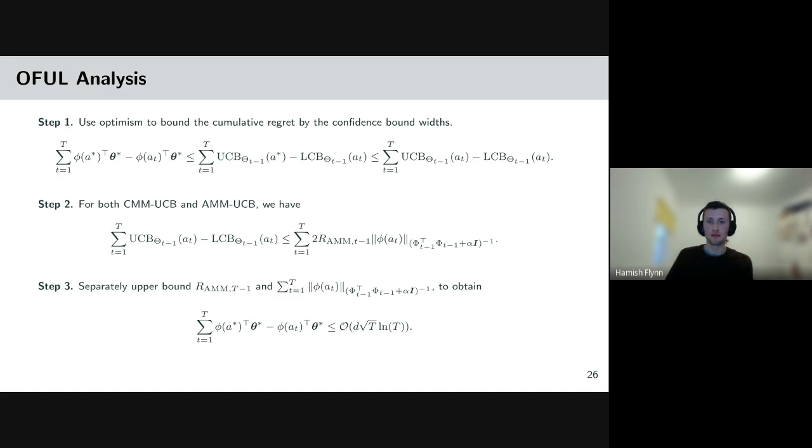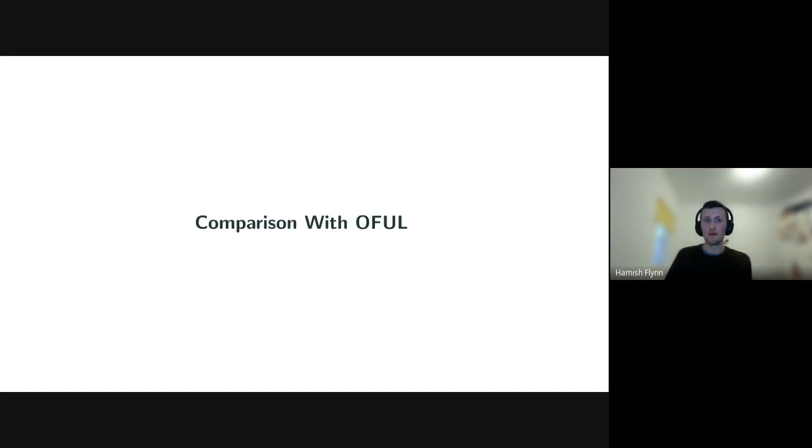So we get, after all this, a d times square root T times log T regret bound, which only matches OFUL. So we don't get an improved rate in our regret bounds. So we've just seen that our regret bounds only match the rate of the OFUL regret bound. So in what sense is our method actually better than OFUL? So I'm now going to compare the confidence sets, and we'll show that our single ellipsoid confidence set is always a bit smaller.